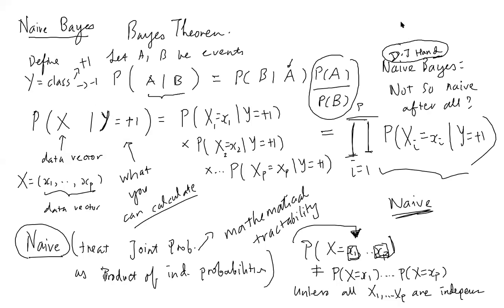So the naive part simply means that you can decompose it like this. Write it as a product. Now, let me clear the clutter a little bit.